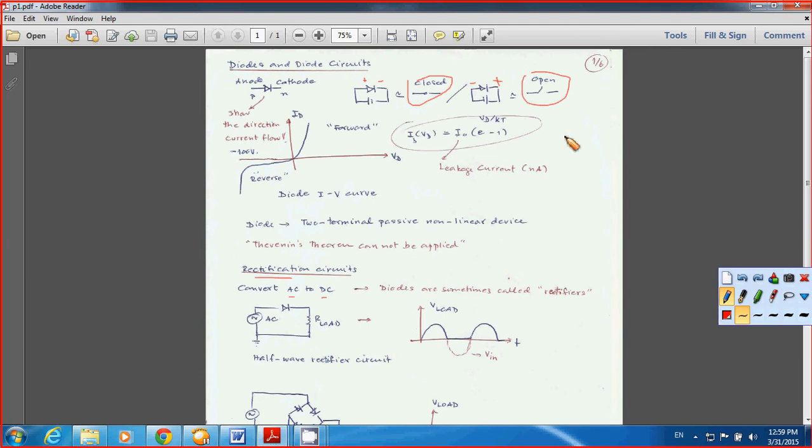Now take a look at the IV curve of the diode here. You have our V, and this is on the positive side. You call it the forward bias, and the negative side of the voltage we call the reverse bias. And the curve looks like this one here.